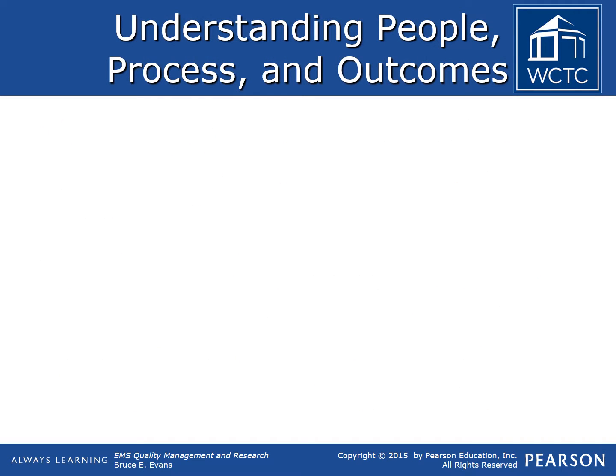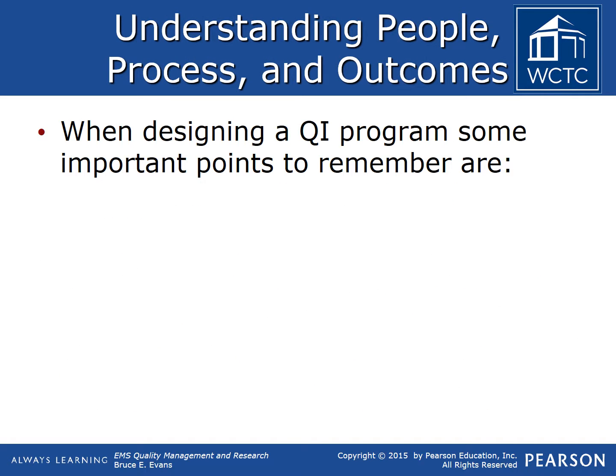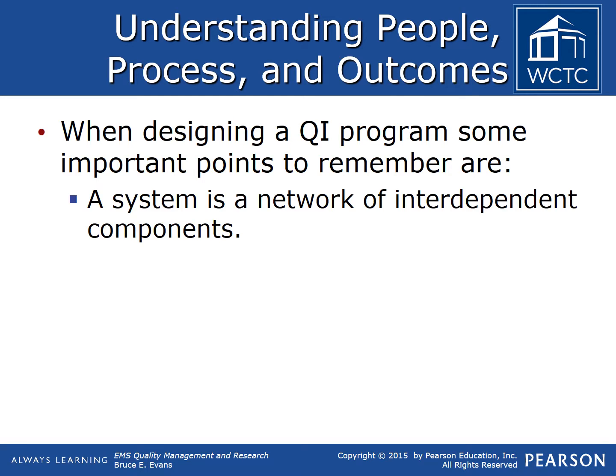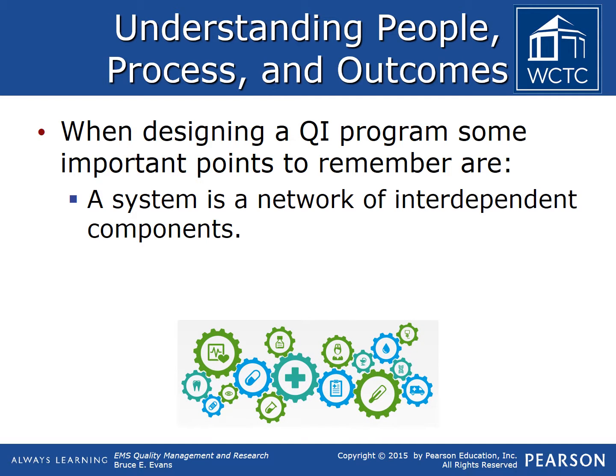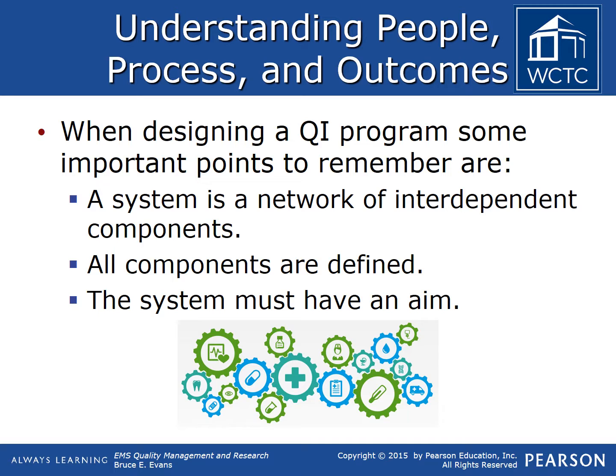Earlier in this module, it was mentioned that the components of a quality improvement system must be intentionally designed and clearly delineated for the system to be effective. This is because any system, quality improvement systems included, are the sum of their interdependent components. Thus, to understand the system, we must first understand the components of that system, meaning all of the components must first be defined. In addition to components, the system must also have an aim. It must have a purpose or goal.